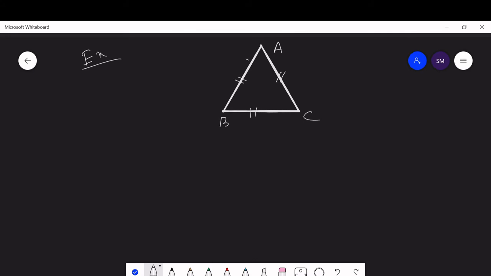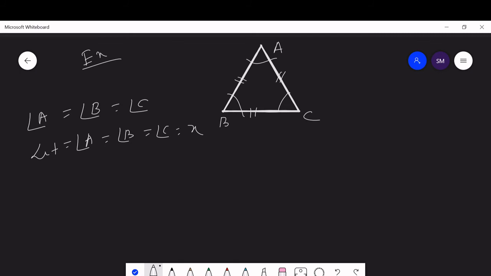Then according to the equilateral triangle properties, all three angles are of equal measure. This means angle A is equal to angle B is equal to angle C. Let angle A, angle B and angle C each be of measure X.